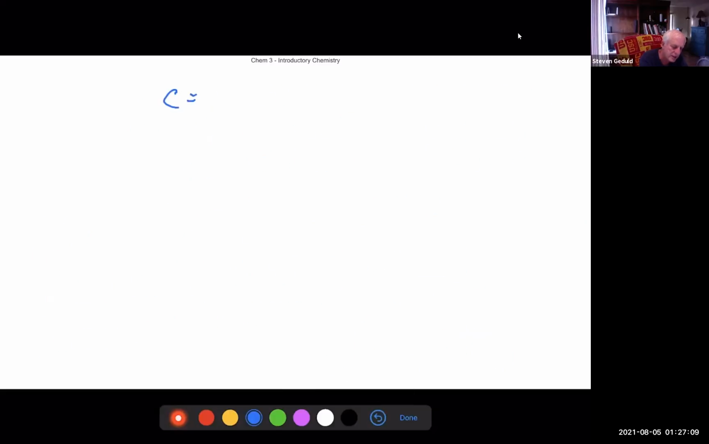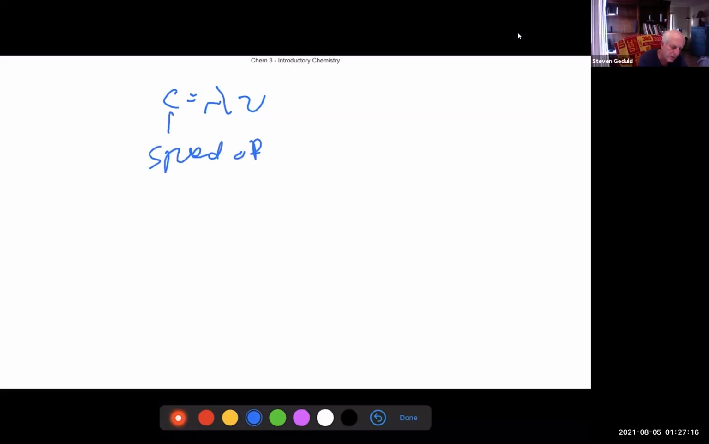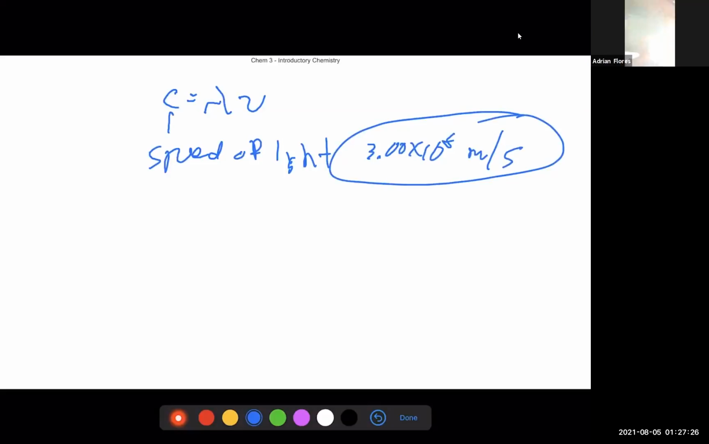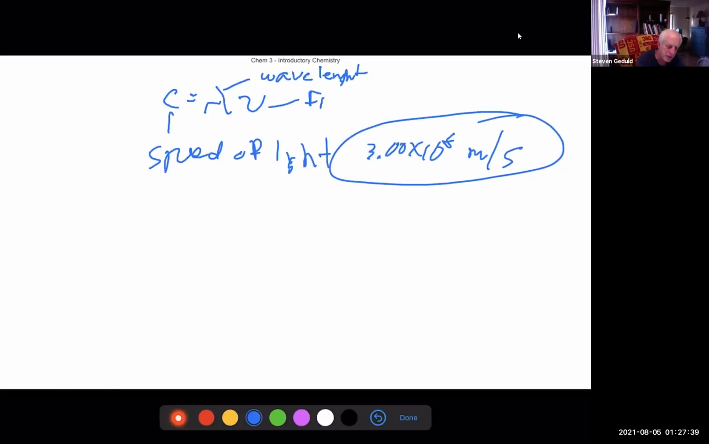C is equal to lambda nu. C is the speed of light. The speed of light is 3.00 times 10 to the 8 meters per second. That's the speed of light. Pretty quick. Yeah, it's really quick. Lambda is your wavelength, and nu is your frequency.